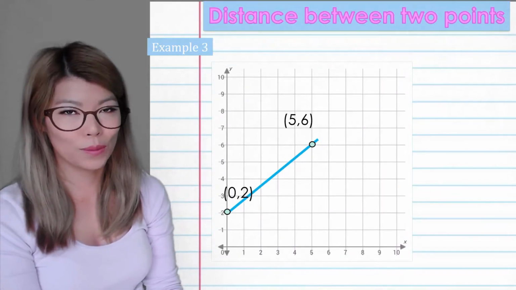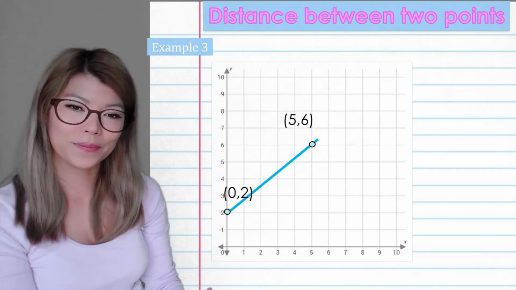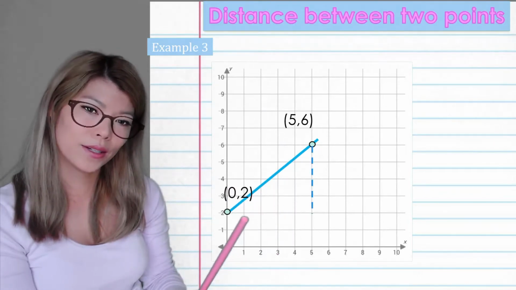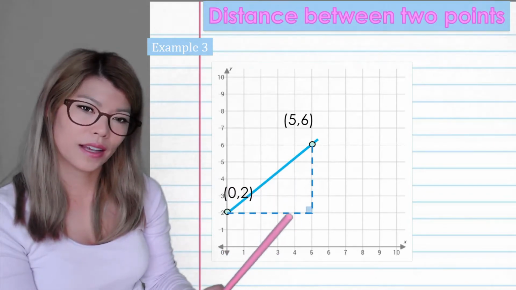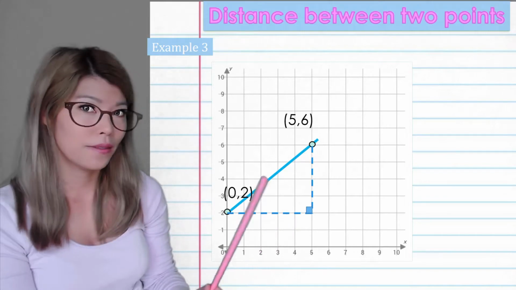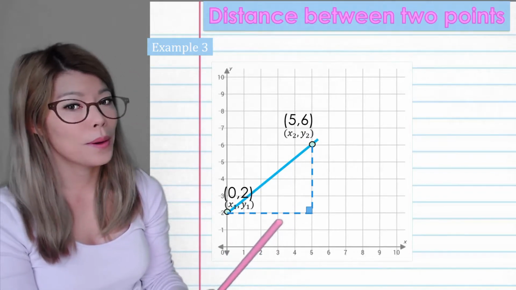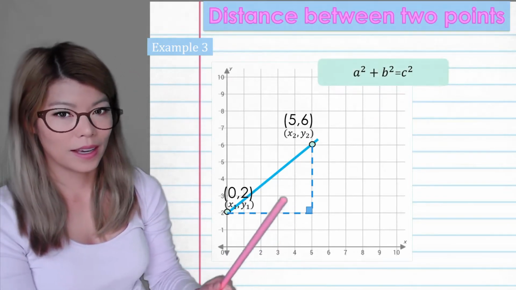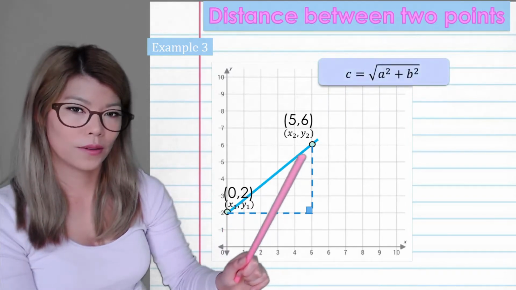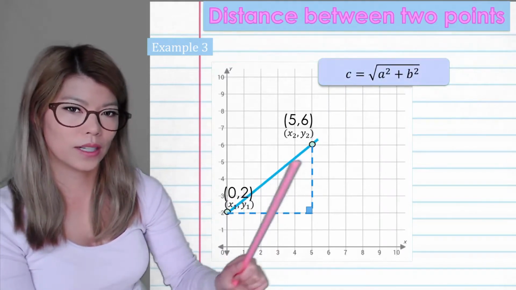Distance between 2 points. Here we have 2 points. We could draw a nice little triangle, and we notice that it's a right angle triangle. And if it's a right angle triangle, we can use Pythagoras theorem to find what c is, or the distance between these 2 points.